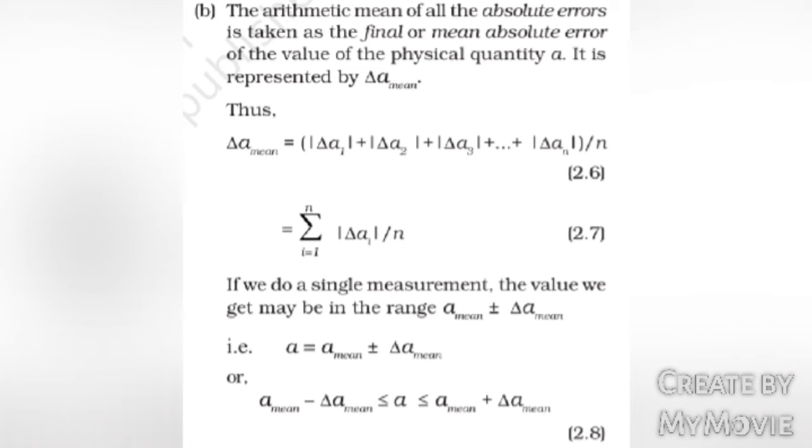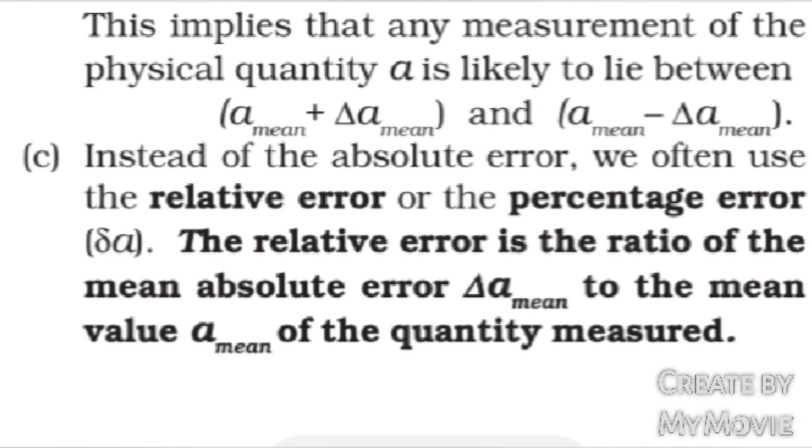If we do a single measurement, the value we get will be in the range of A mean plus or minus delta A mean. That is, A equals A mean plus or minus delta A mean, or A mean minus delta A mean is less than or equal to A, which is less than or equal to A mean plus delta A mean. This implies that any measurement of a physical quantity A is likely to lie between A mean plus delta A mean and A mean minus delta A mean. C. Instead of the absolute error, we often use the relative error or the percentage error.